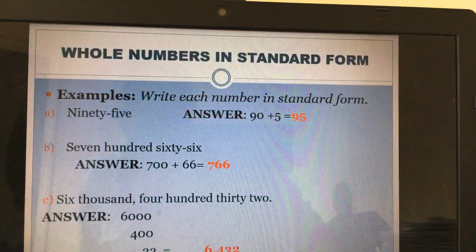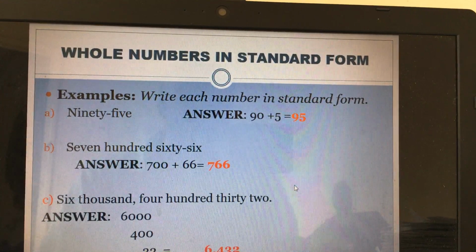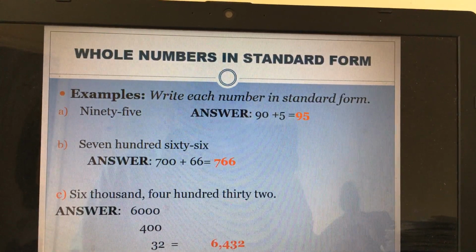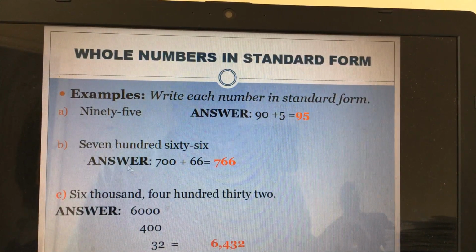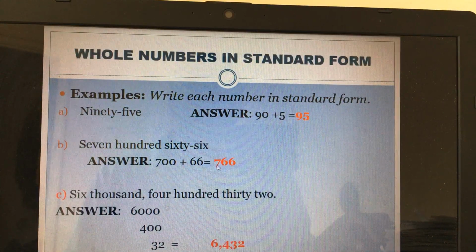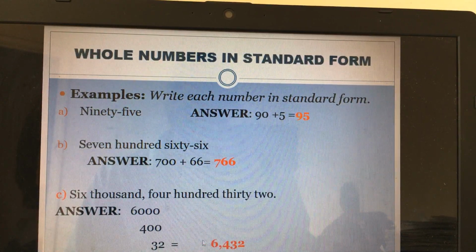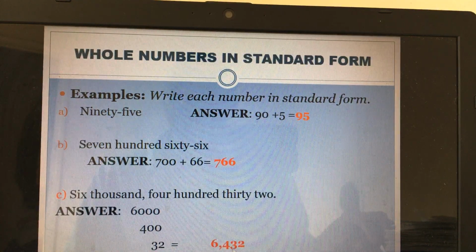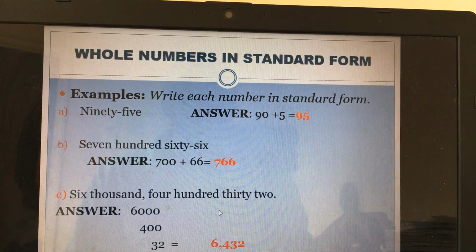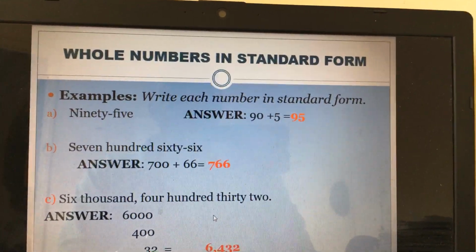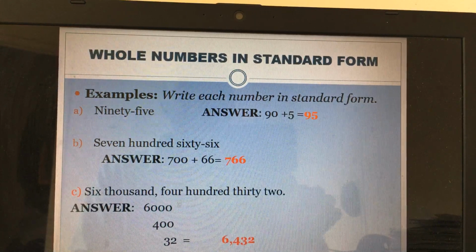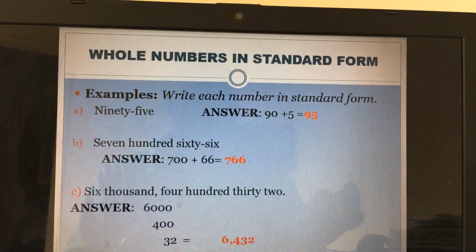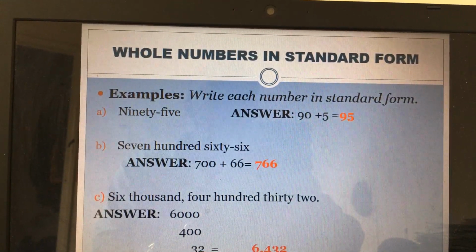So this is how you write numbers in standard form. Okay, you can see a little bit of it. 95 becomes 95. 766 becomes 766. Then 6,432 becomes 6,432. So in some countries, writing numbers in standard form means writing them in figures. So they use that word figures instead of standard form in some countries, you know.